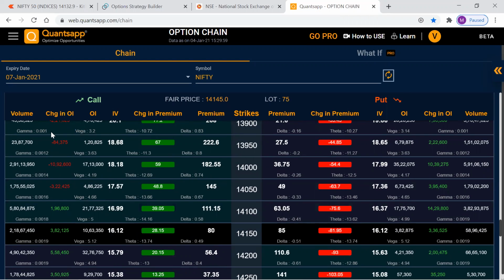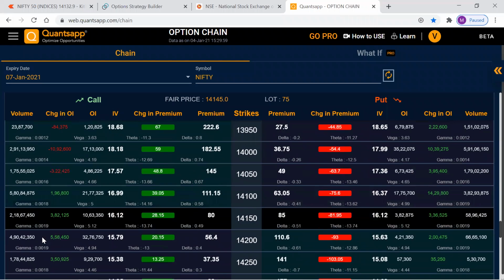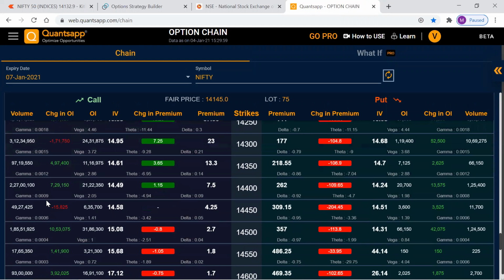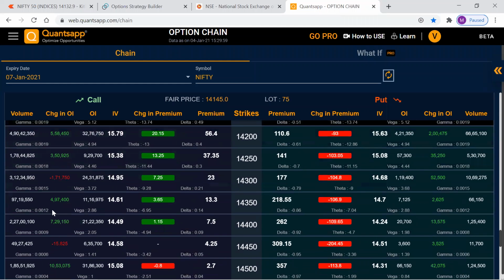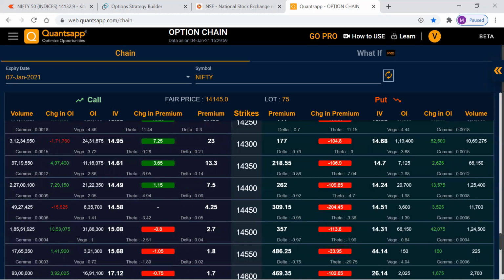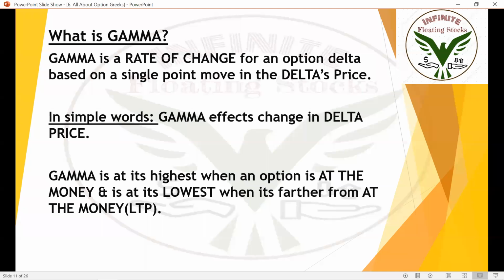Now see, if I'm going down to 13,900, look at the value of gamma. It decreased, it's 0.001. Here it's 0.0019. If I'm coming down, look at the value, 0.000. It's decreasing. Gamma is at its highest when an option is at the money, and it will be lowest when it is farther from the at the money. At the money is nothing but last traded price, and gamma will be highest at the money strikes, and it will be lowest if you move up or down.